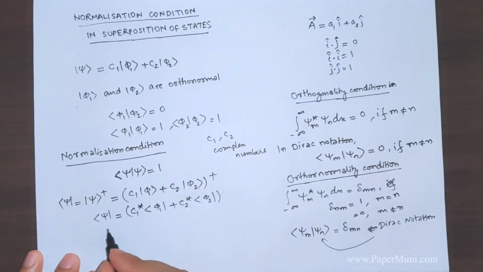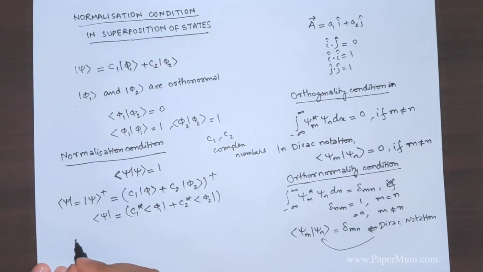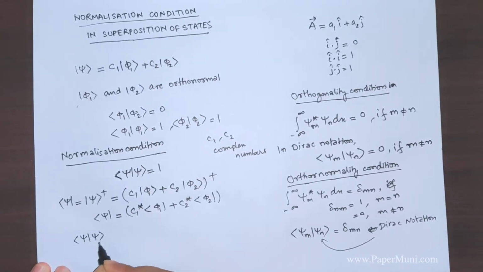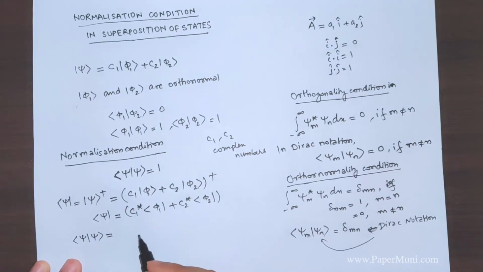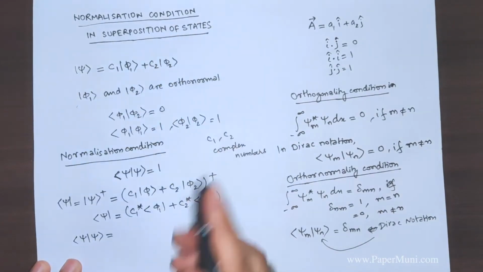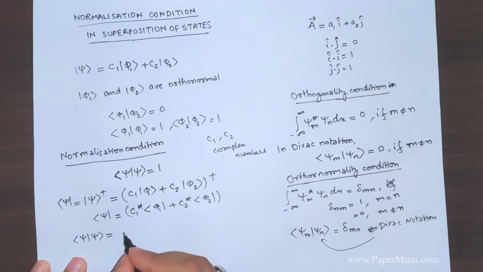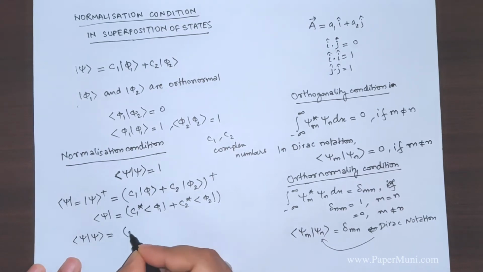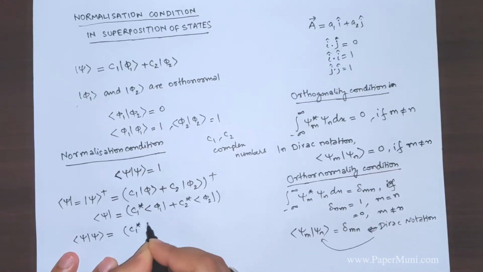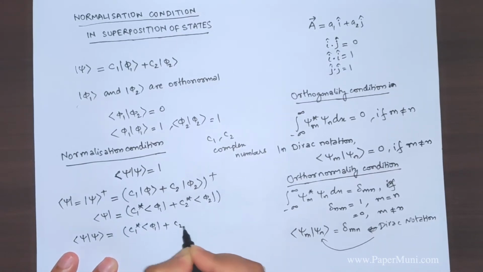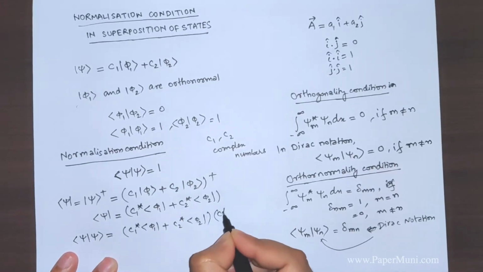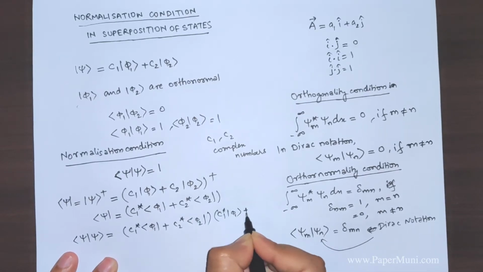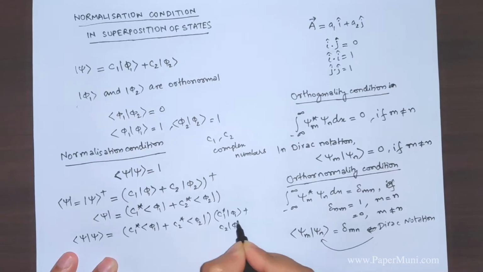So if you take this bra and apply it with this ket, you simply multiply this by this. The bra psi will be replaced by C1 star phi 1 plus C2 star phi 2, and the ket is C1 phi 1 plus C2 phi 2.